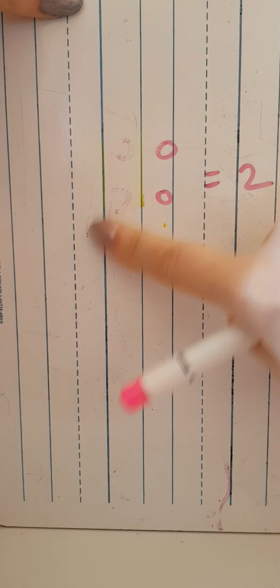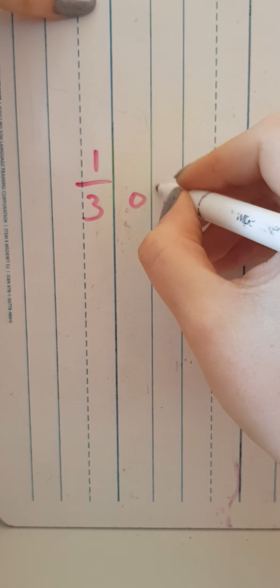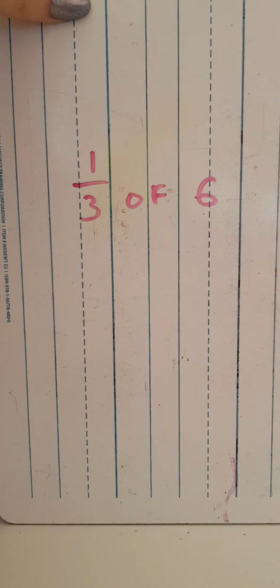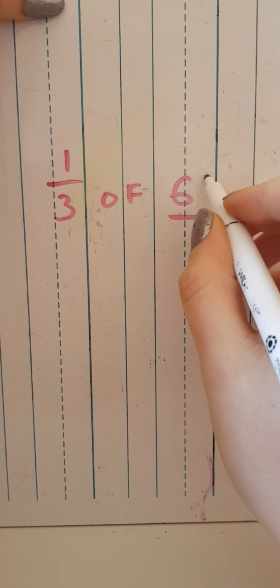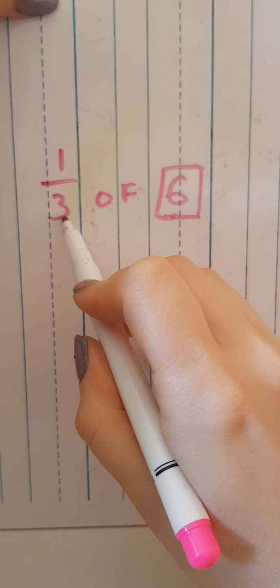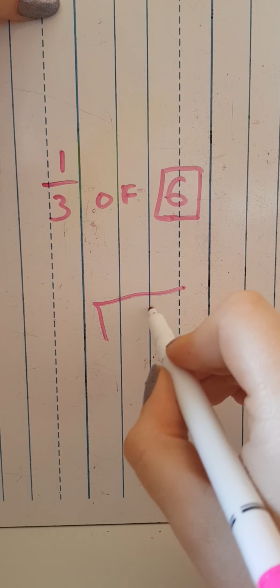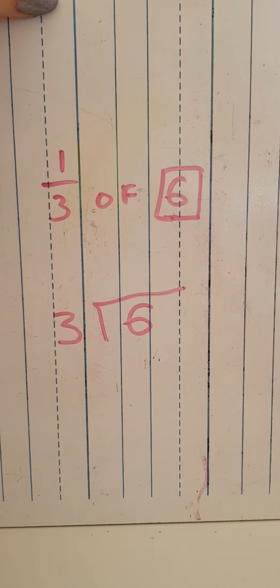Now the second way to do it is more with using your tables. So 1/3 of 6, okay? The way to do it is I take this big number and I divide it by the number on the bottom. So I'm going to divide 6 by 3. Okay, how many times does 3 fit into 6? Let's check with our tables. 3, 6, exactly 2.